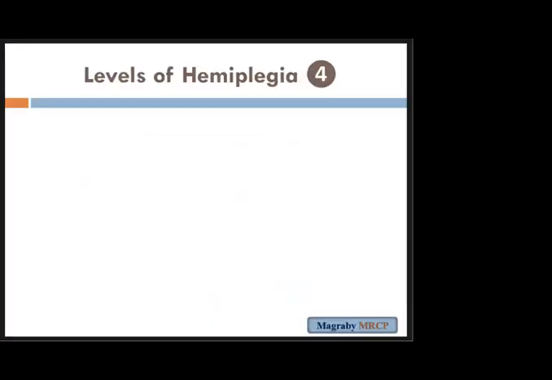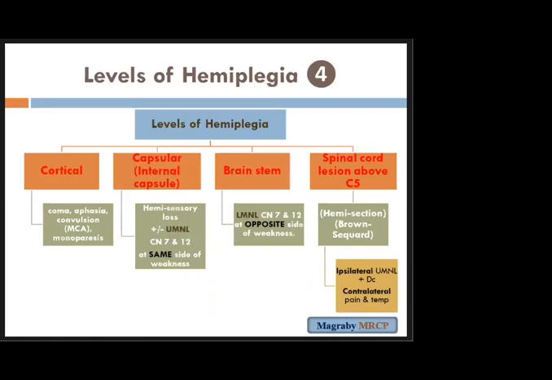Coming to the levels of hemiplegia, as we mentioned, just to make a summary again. If there's cortical affection, there will be coma or aphasia, especially if there is affection of the middle cerebral artery, which covers the lateral aspect of the brain, the temporal and the parietal area. If there is a lesion in the capsular area, in the internal capsule, there will be affection of the cranial nerves of the same side of the body affection. So cranial nerves number 7 and 12 will be affected on the same side of the body affection.